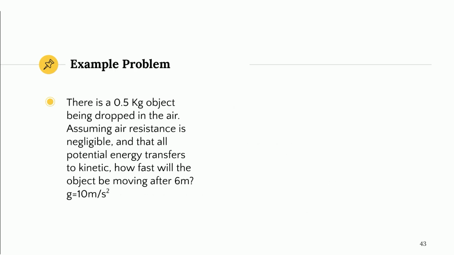So here's an example problem. There is a 0.5 kilogram object being dropped in the air. Assuming air resistance is negligible, which means just assume it doesn't exist, and that all potential energy transfers to kinetic, how fast will the object be moving after 6 meters? In this case, g equals 10 meters per second squared.